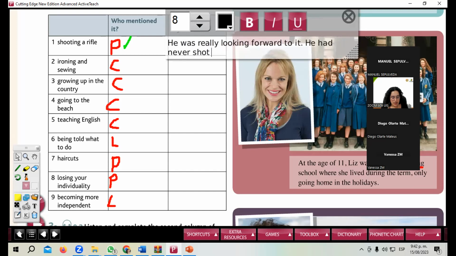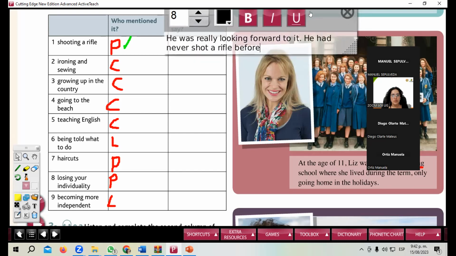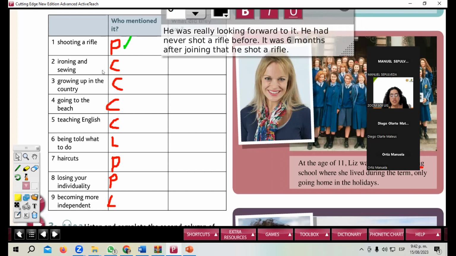Shot a rifle before. Yes, Manuel? It was 6 months after joining that he was allowed to shoot a rifle. So it was not at the beginning. It was after 6 months that he got a rifle to shoot.